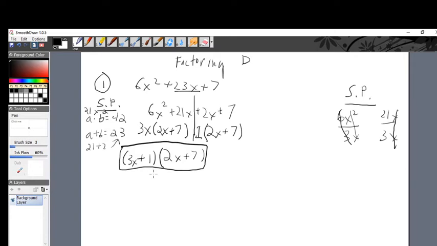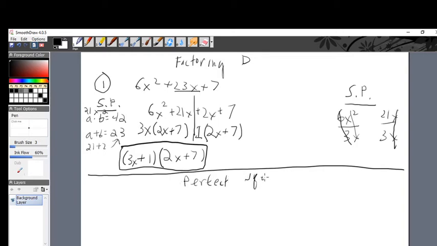Okay, now we've got to look at a little bit more about factoring. There's something called a perfect square trinomial. We're still dealing with factoring, but I'm just going to cordon that off and write the name, perfect square trinomial. Let me show you what the symptoms of a perfect square trinomial are.